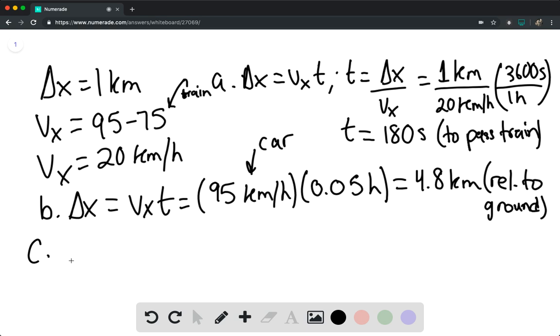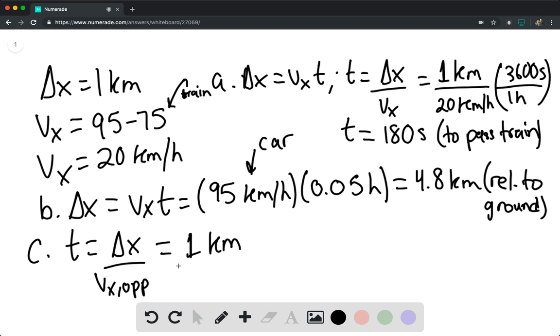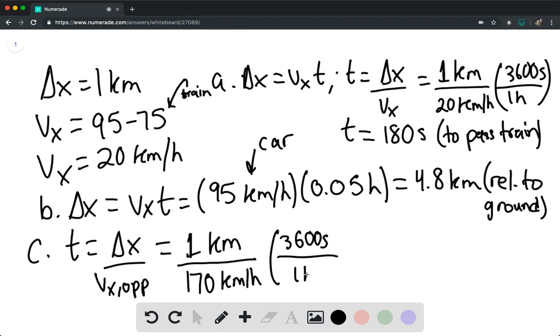And then part C is asking us, now the train and the car are driving in opposite directions. So t is going to equal delta x over, now here it would be Vx opposite. So here it'd be, again, 1 kilometer. Now instead of doing 95 minus 75, you do 95 plus 75. So this would be 170 kilometers per hour because, again, they're traveling in opposite directions, times 3,600 seconds divided by 1 hour, and this is going to equal 21.2 seconds. So this will be the time taken to pass the train if they're driving in opposite directions.